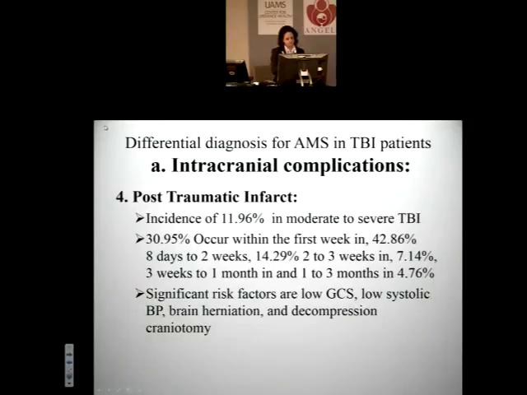with brain injuries. Significant risk factors for having post-traumatic infarction are low GCS on initial score within the first 24 hours. It's also been correlated with low systolic blood pressures during the acute phase. Of course, brain herniation and decompression were also risk factors for infarcts.